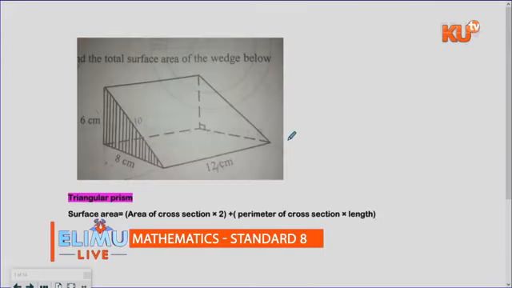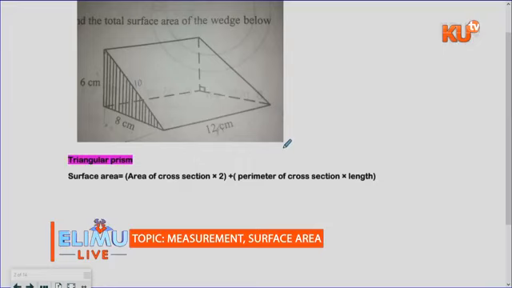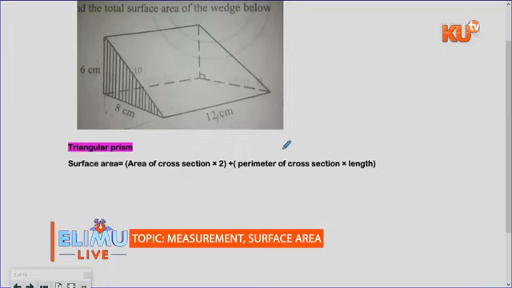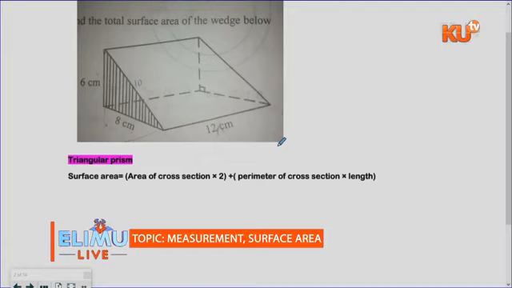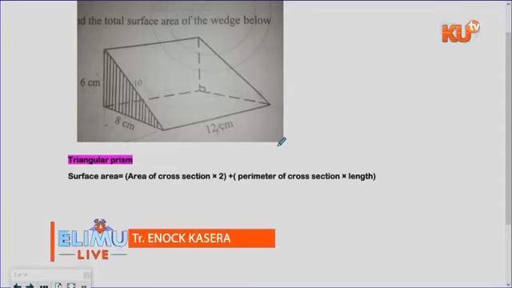Okay, so I want us to start with the triangular prism. A triangular prism is also referred to as a wedge. So I want us to see how we can find the surface area of the triangular prism. We are going to look at the formula. Our formula is area of the cross section times 2, then plus perimeter of the cross section times length. So that is how we are supposed to find the surface area.